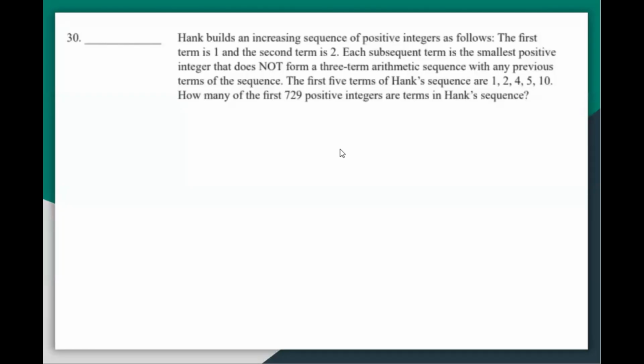Hello, everyone. So we have another MATHCOUNTS problem. This was on the state test, number 30 on the sprint test.